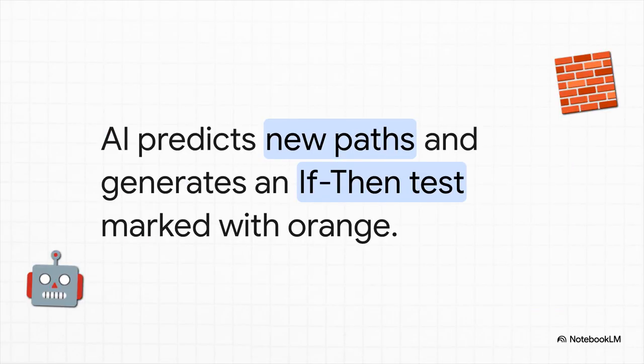Step 8 kicks off a second AI loop. This time around, the AI acts as a scenario stress tester, throwing totally new constraints at the system. It predicts new attack paths and generates a specific if-then test. The participants take this new curveball and flag the test point on their board with an orange brick. This forces them to adjust exactly one control to mitigate the new scenario.